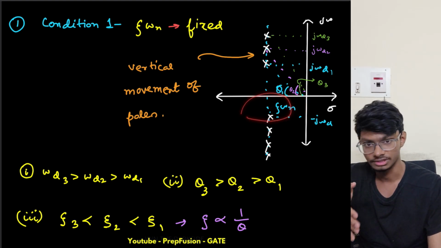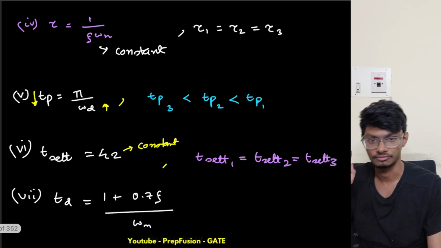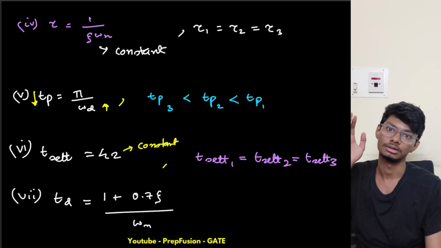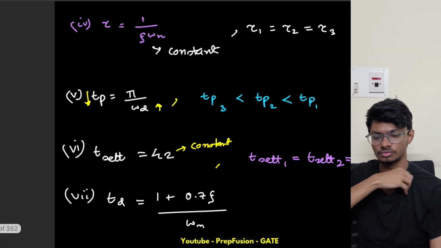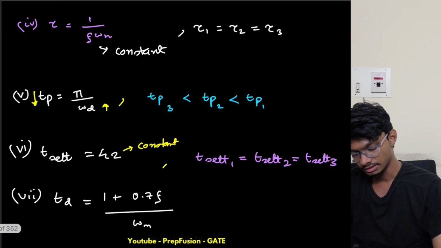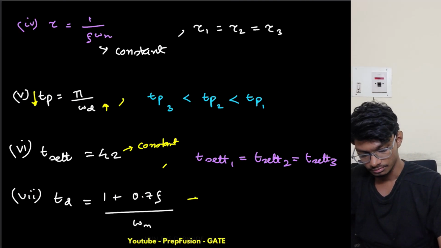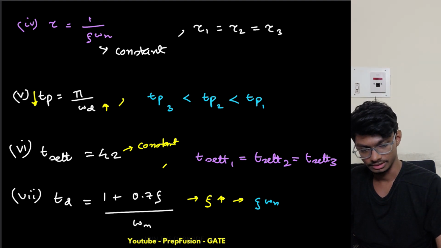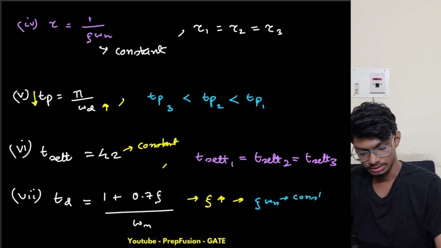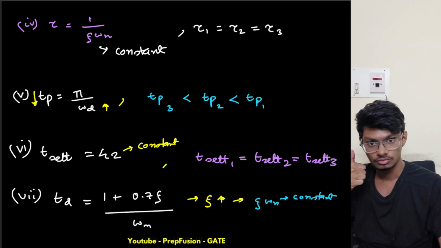From here also you can understand, or you apply the simple formula omega d equals omega n under root 1 minus zeta square. That also you can do. Anything you can do, whatever suits you. But the simple thing is that zeta omega n is constant, hence my omega n needs to change.